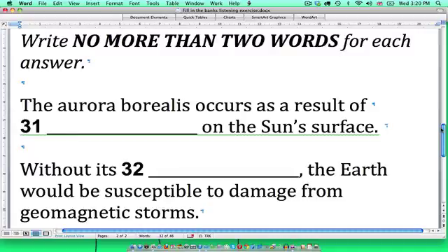So for question 31, the aurora borealis occurs as a result of blank on the sun's surface. I'll give you a couple of seconds to read the question to yourself.